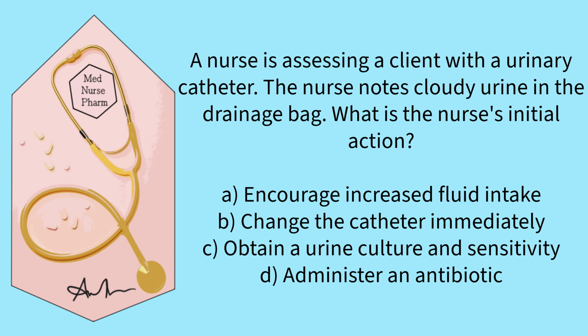Cloudy urine in a client with a urinary catheter may indicate infection. The initial action is to obtain a urine culture and sensitivity for appropriate treatment. The incorrect options are A. While hydration is important, cloudy urine may indicate infection, and obtaining a culture is a priority. B. Changing the catheter is not the initial action for cloudy urine. Assessing for infection is necessary. D. Administering an antibiotic should be based on the results of the urine culture and sensitivity.